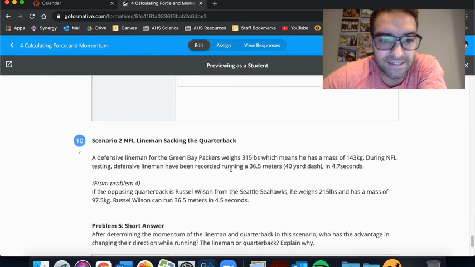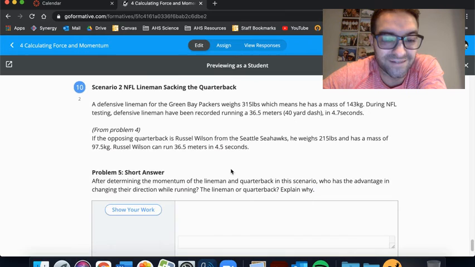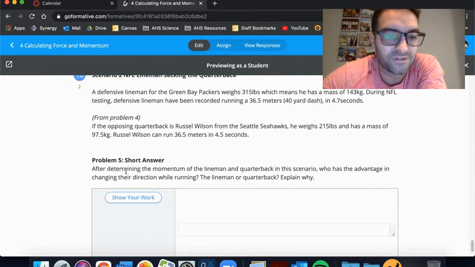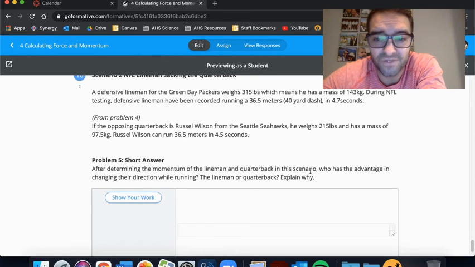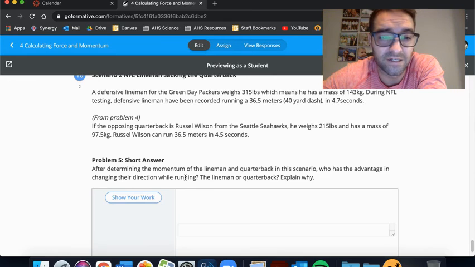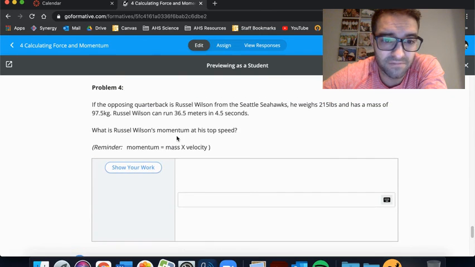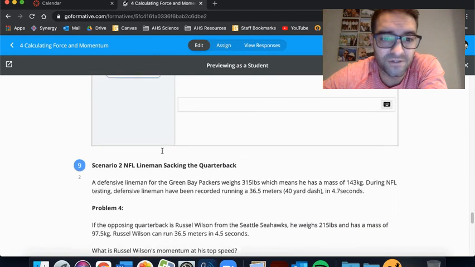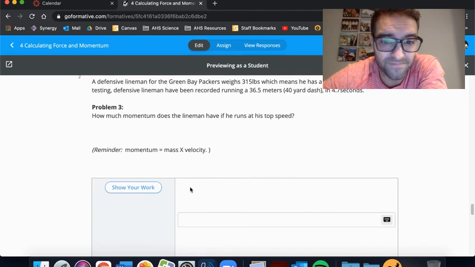Okay, and then that brings us to the final question. Okay, this is all the same information. I included the same information from Russell Wilson's in the last problem. So short answer. After determining the momentum of the lineman and quarterback in this scenario, who has the advantage in changing their direction while running, the lineman or the cornerback, and explain why? So for this problem, I'm asking you to compare the momentum of the quarterback to the momentum of the lineman.